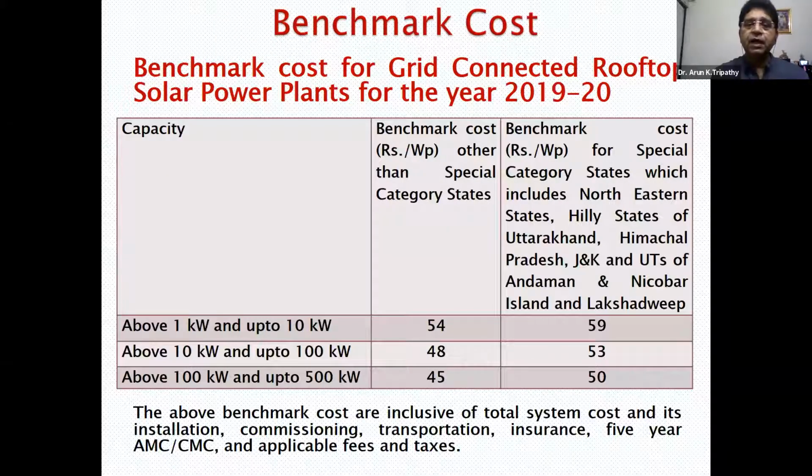I will not go very much into details. These are the benchmark costs which have been marked for solar power development. But I think all these details can be seen in my presentation, which will be available. So because of time constraints, I'll straightway come to our agriculture applications.